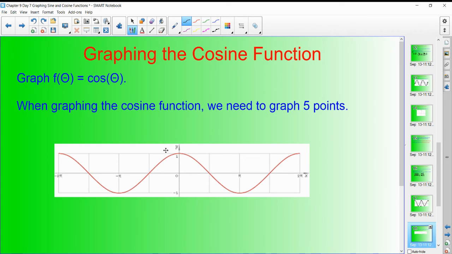And once again, here's a much prettier picture of the cosine function. They didn't even label this as pi over 2. They just went pi, 2 pi, and 3 pi. And in the middle, we need to know that's pi over 2 and 3 pi over 2.